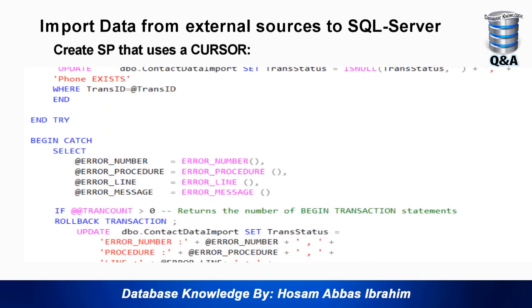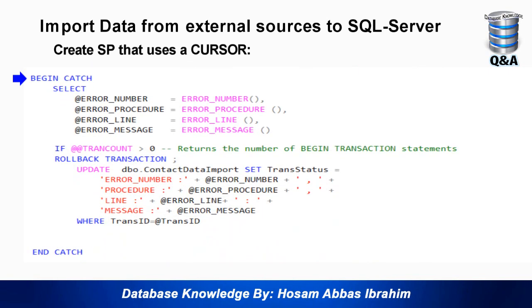Then we begin catch, we declare the errors. And here is very important. If transaction count is more than 0, this returns the number of begin transaction statements that have happened on the current connection. If I have one or more transactions happen with the begin catch, I will roll back everything and I will update the transaction status with the error variables instead of printing them, and I will end catch.